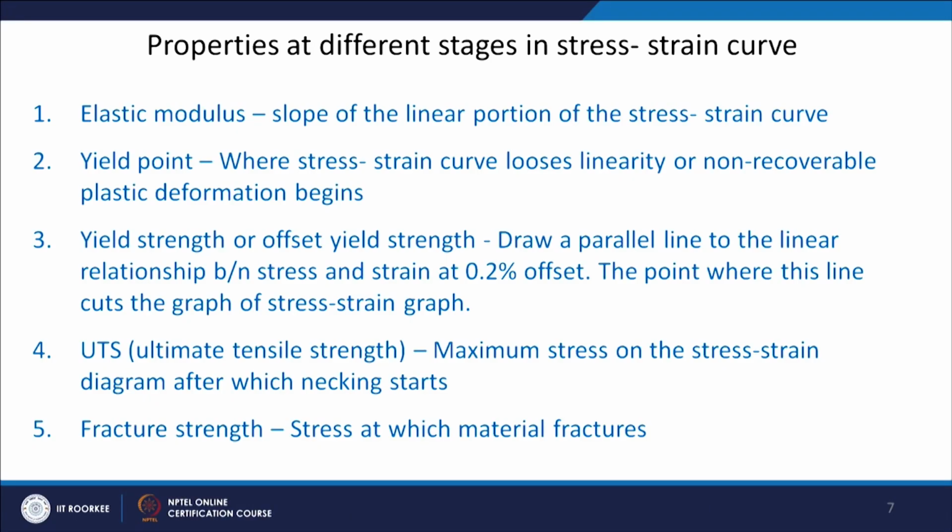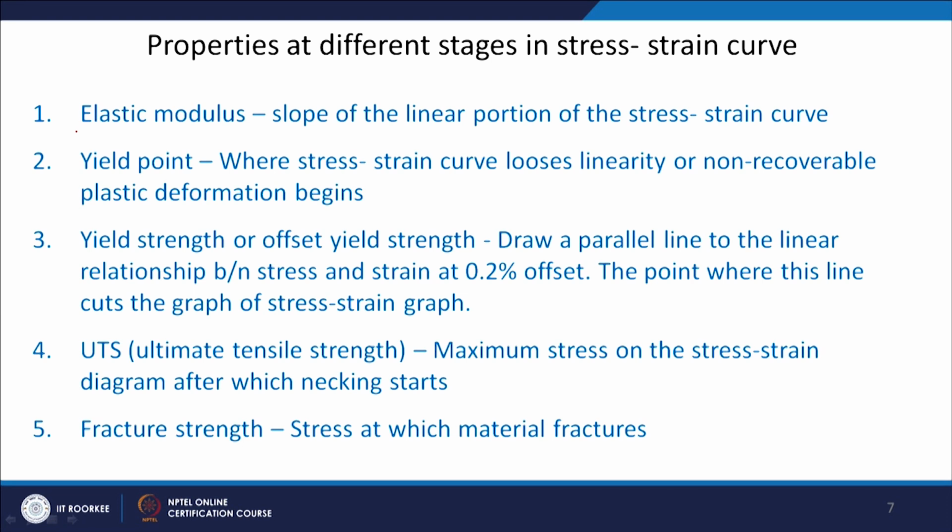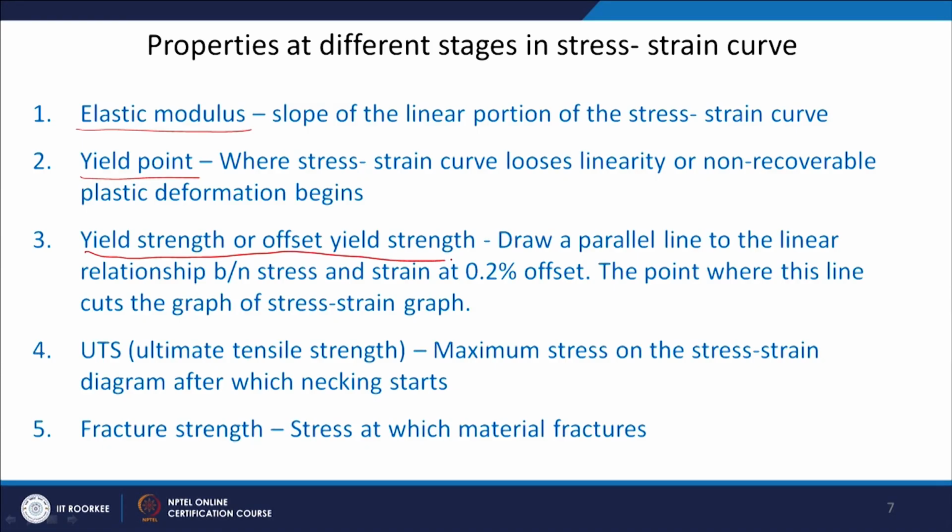Some we have already discussed earlier also. One property which you will get from a stress strain curve will be elastic modulus, which is basically the slope of the linear portion of the stress strain curve. Then you will get the yield point, where the stress strain curve loses linearity or non-recoverable plastic deformation begins. Okay, so that will be your yield point. Then you will have yield strength or offset yield strength.